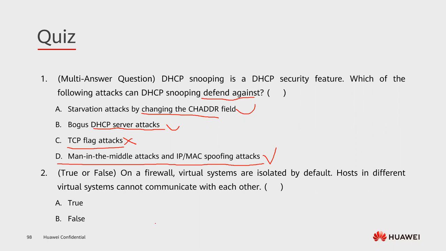And then the next question is on a firewall: virtual systems are isolated by default, and hosts in different virtual systems cannot communicate. By default, yes, hosts in different virtual systems cannot communicate, but we can configure it, so it is true.